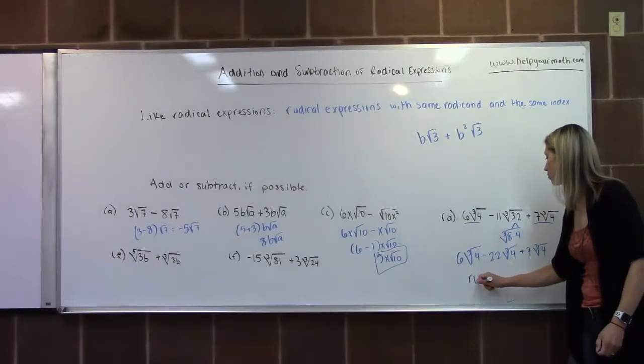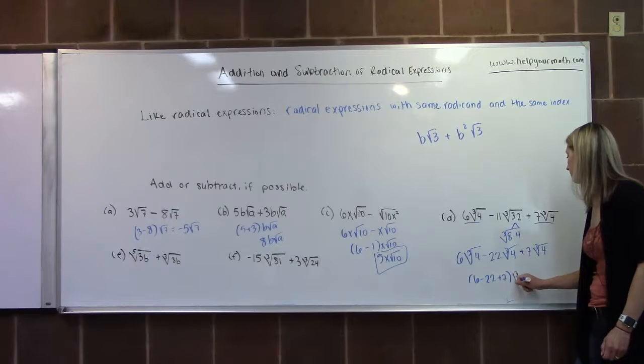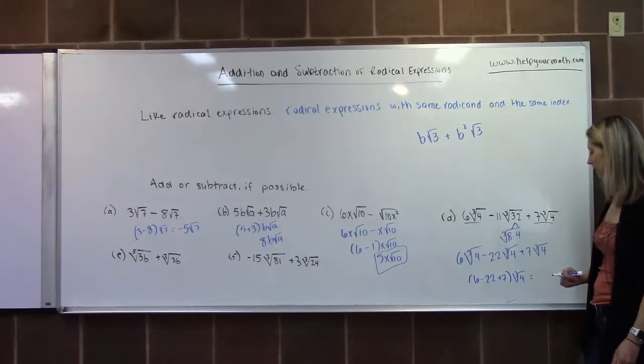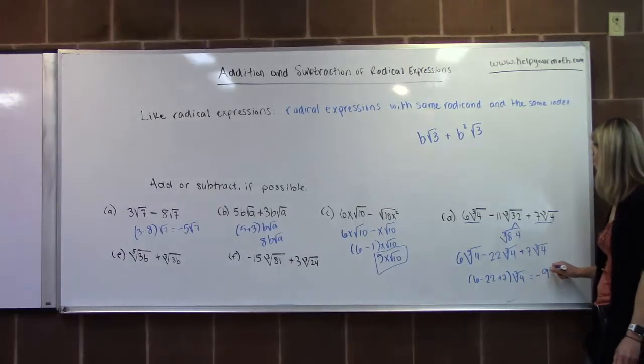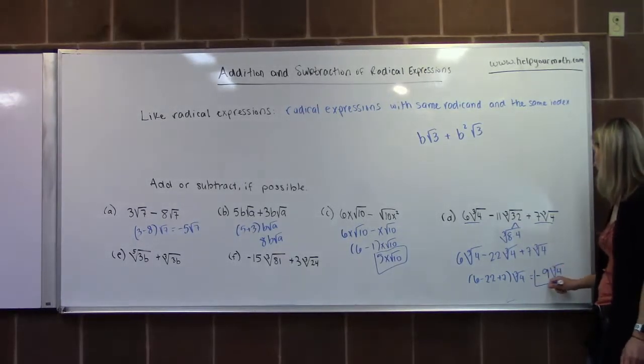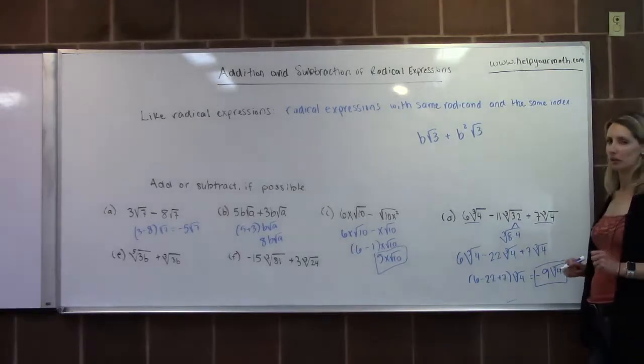So we add the coefficients. 6 minus 22 plus 7 times the cubed root of 4. And that would be 6 minus 22 is negative 16 plus 7 is negative 9 times the cubed root of 4. That would be our final end result for letter D.